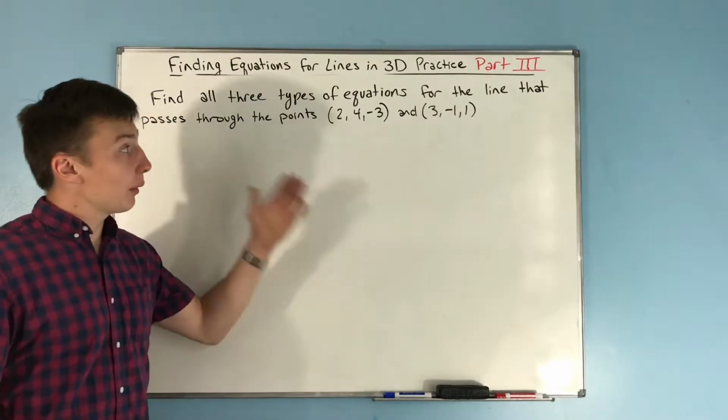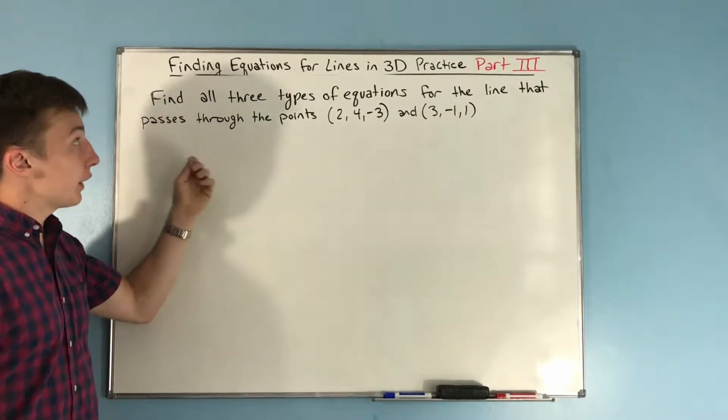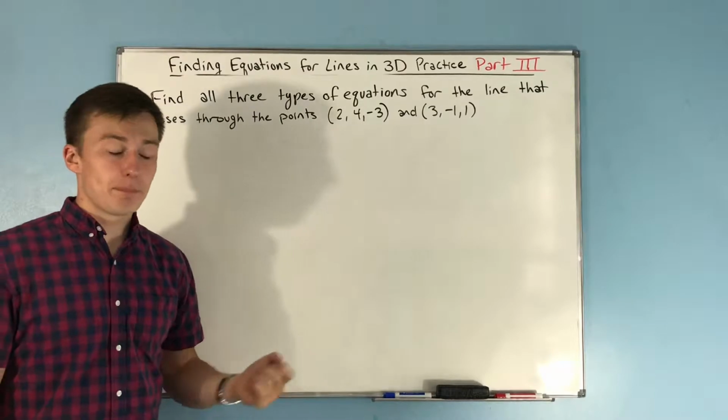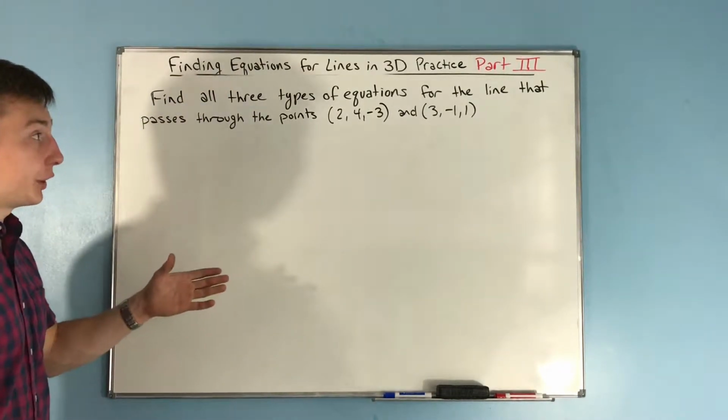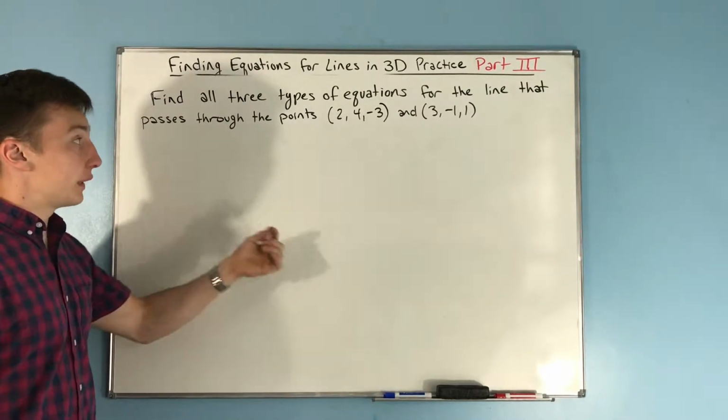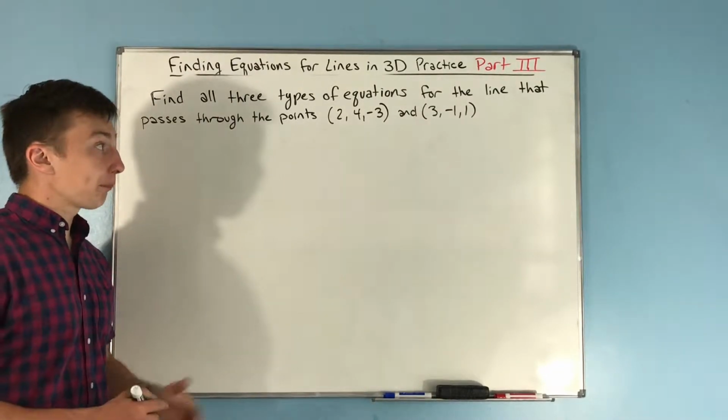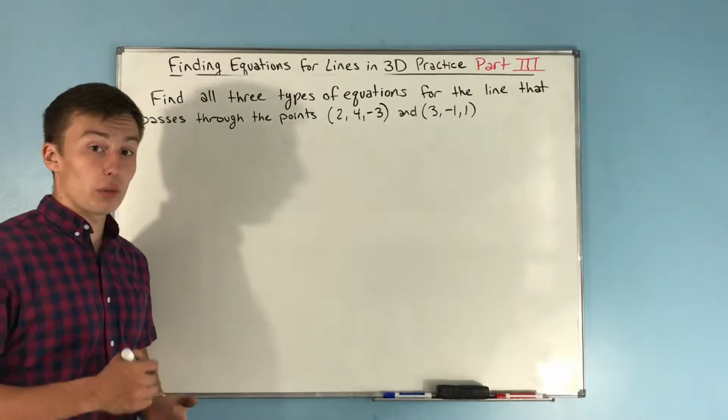Alright, so this video is going to be part 3 of our practice with finding equations for lines in 3 dimensions. Now our problem is up on the board. We need to find all 3 types of equations for the line that passes through the points (2, 4, -3) and (3, -1, 1).